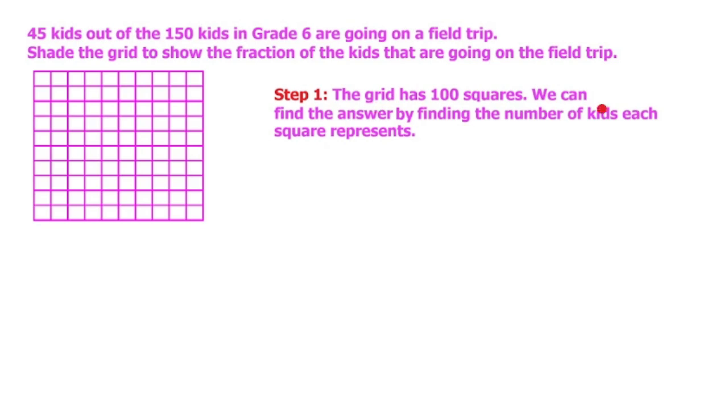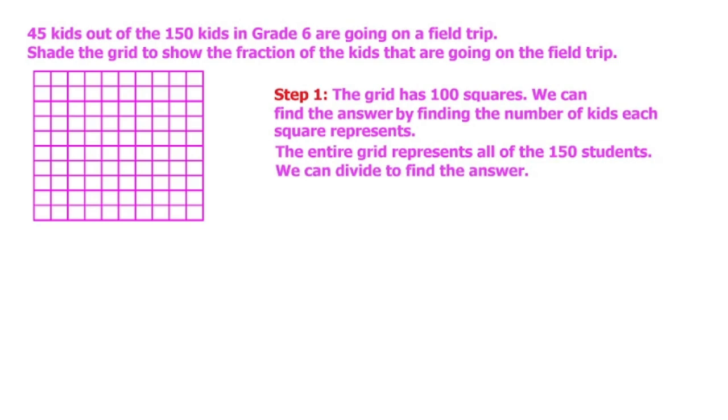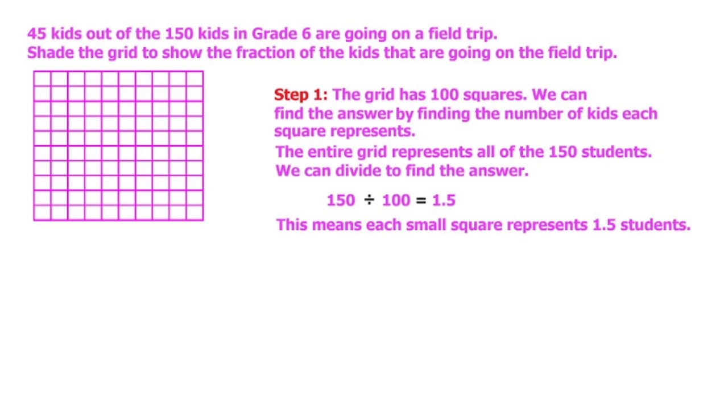So we can find the answer by finding the number of kids each square represents. So what does each little square represent in terms of number of kids? So the entire grid represents all of the 150 students. So we can divide to find the answer. So 150 divided by 100 is 1.5. So each one of these little squares represents 1.5 kids. Okay, that's what that just says there.